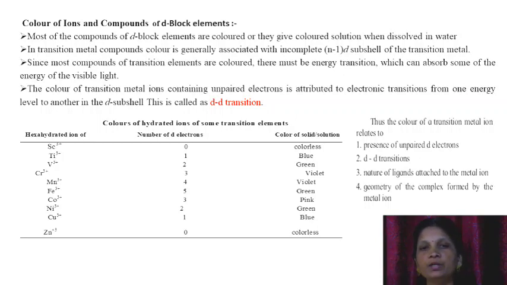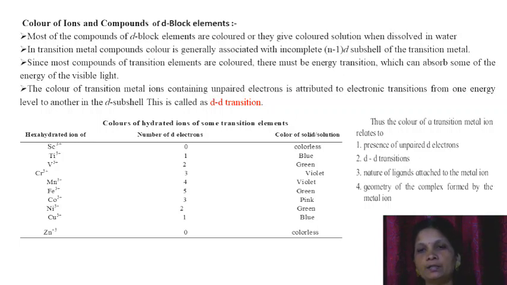Hydrated ions of Sc3+, number of d electrons 0, color of the solid or solution colorless. Ti3+, 1, color blue. V3+, number of electrons 2, green color. Cr3+, 3 d electrons, violet color. Mn3+, number of electrons 4, violet color. Fe3+, number of electrons 5, green color. Co2+, number of electrons 7, pink color. Ni2+, green color. Cu2+, blue color. Zn2+ again colorless. Thus the color of a transition metal ion is related to the presence of unpaired d electrons.